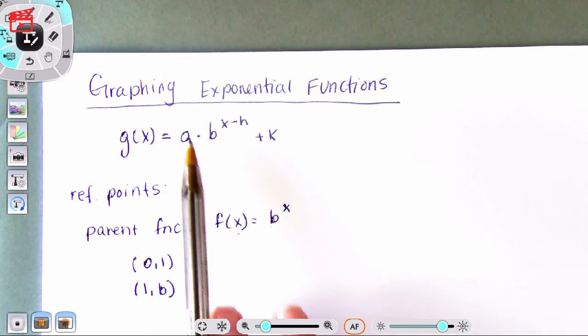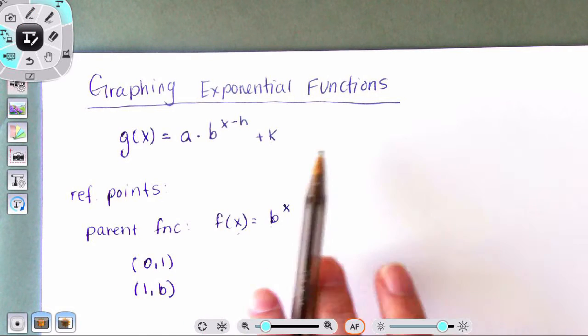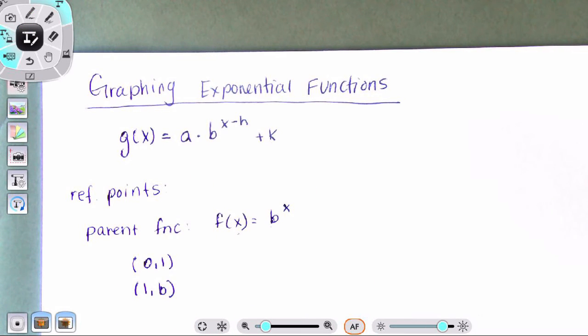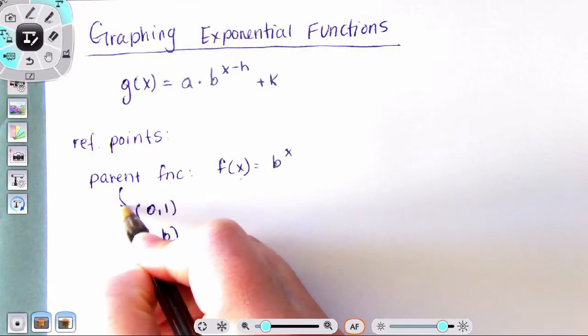Now, because we're going to have some vertical up and down, some horizontal left and right, and then we're going to have our vertical stretches, compressions, and we might have some reflections, these will change, depending on what our values in our general form are. So how do they change? These are your parent function points.